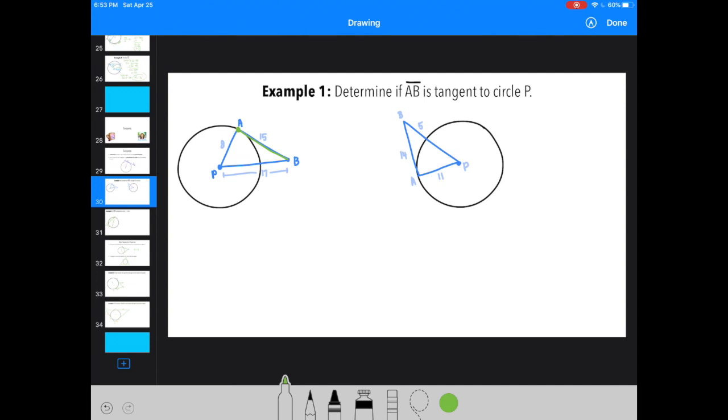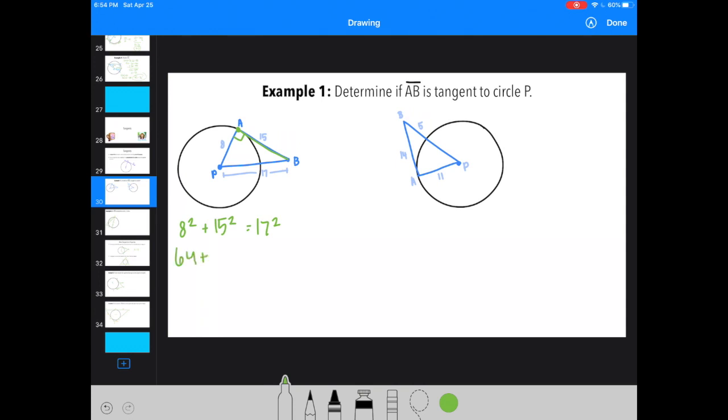How do I determine if it's a tangent? Well, if I have a tangent, this angle right here, angle PAB or BAP, is going to be 90 degrees. How do I ensure that that's a 90-degree angle? Well, we can use the Pythagorean theorem to test that out. So, if this is a right angle, my sides, 8 squared plus 15 squared should equal 17 squared. If that's not true, then I do not have a tangent because that's not a 90-degree angle.